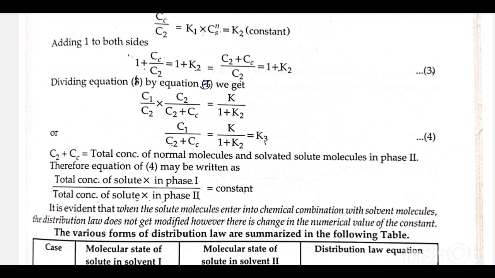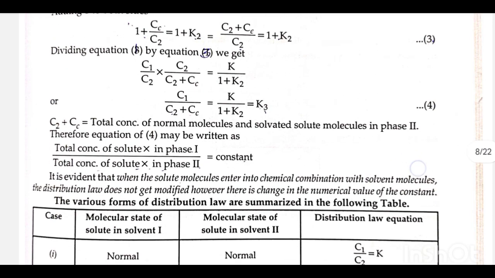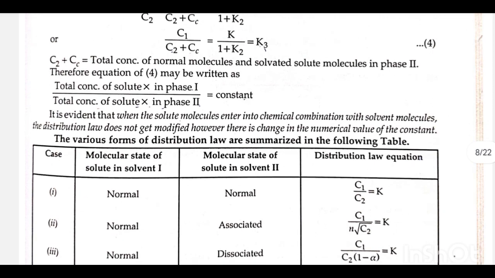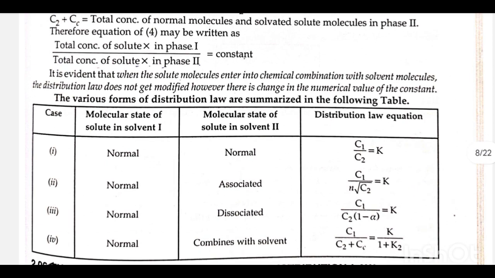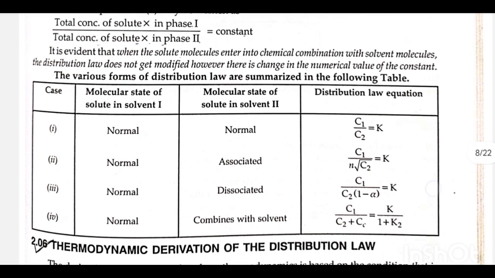Dividing equation 1 by equation 3, we get C1 upon C2 into C2 upon C2 plus Cc is equal to K upon 1 plus K2. So C1 upon C2 plus Cc is equal to K upon 1 plus K2, which is equal to K3. C2 plus Cc is equal to the total concentration of normal molecule and solvated solute molecule in phase 2. Therefore, equation 4 may be written as total concentration of solute in phase 1 upon total concentration of solute in phase 2 is equal to constant. It is evident that when the solute molecules enter into chemical combination with solvent molecule, the distribution law does not get modified. However, there is a change in the numerical value of the constant.